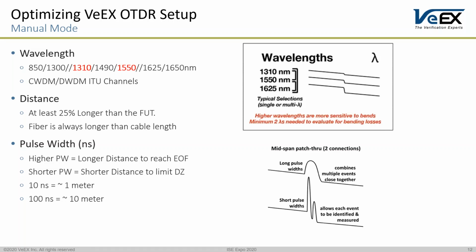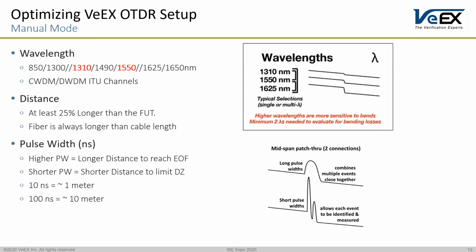And then pulse width. This is one of the more important settings to choose from. The rule of thumb is that the higher the pulse width, the longer the distance you can shoot. But the drawback is that it will produce a greater dead zone. The dead zone is a reflective event where the OTDR gets blinded and you can't see anything within it. So if you have two close events, the dead zone will cover that up and you will see more of a merged event.